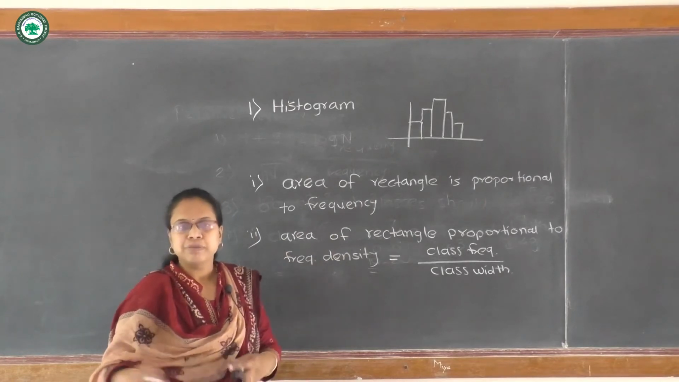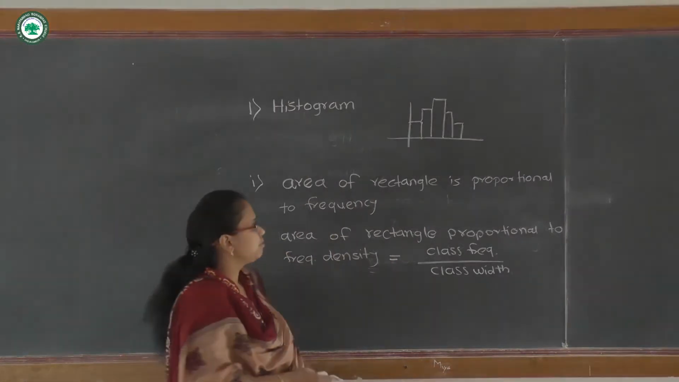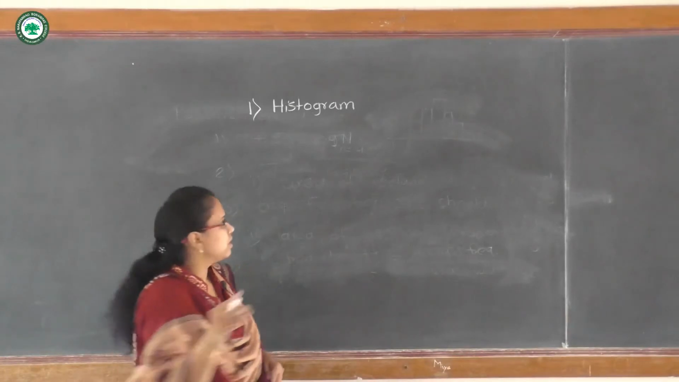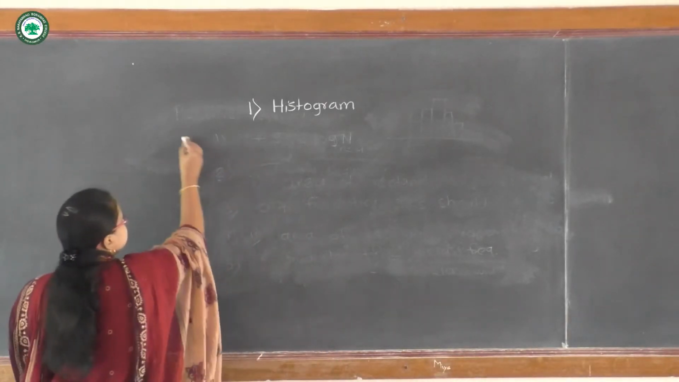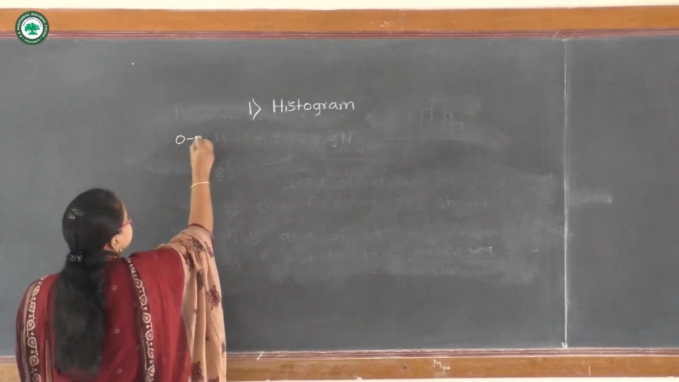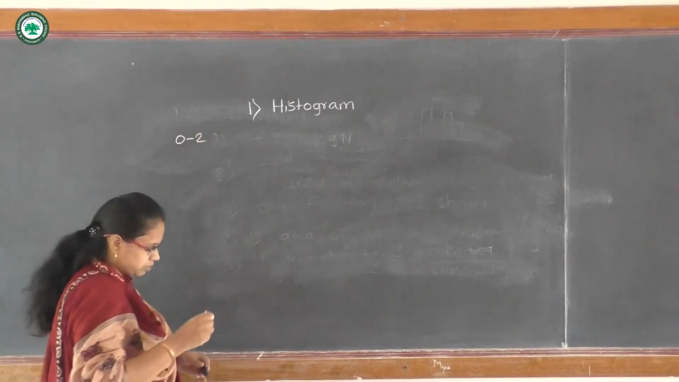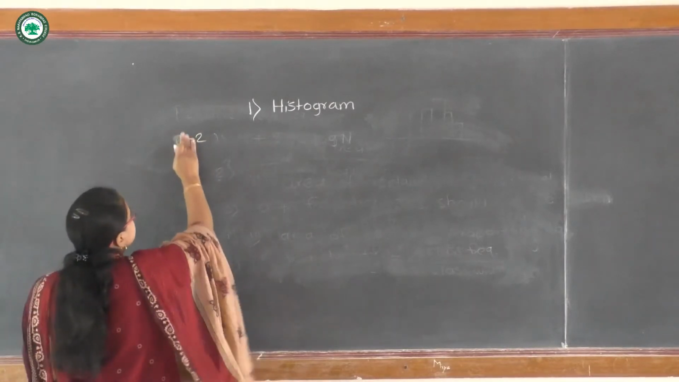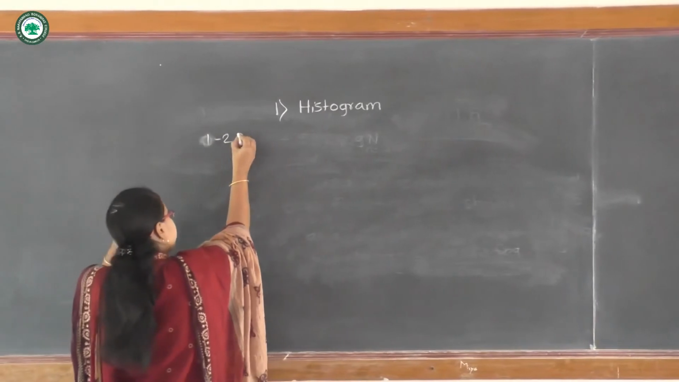So we will see one example for that. Suppose we are given data, this is 1 to 20.